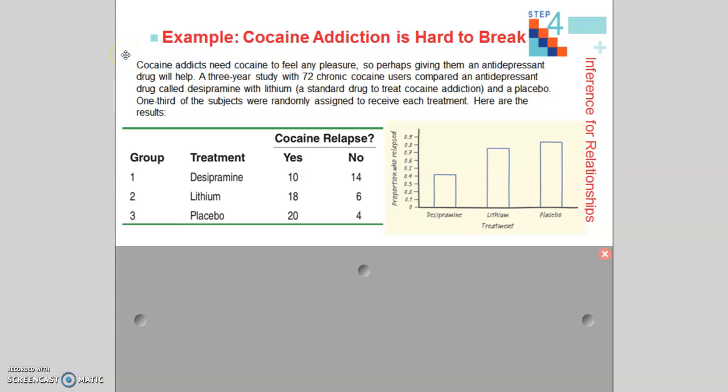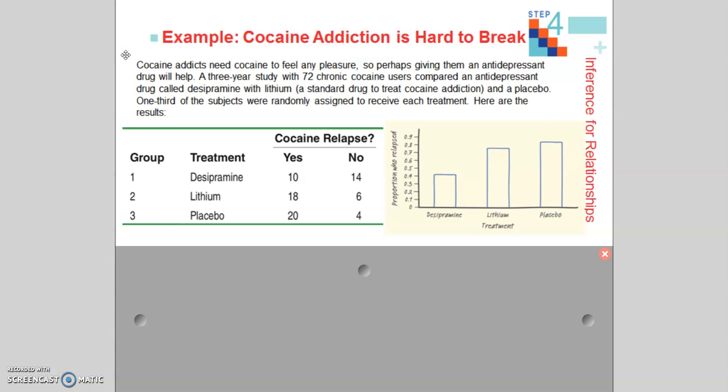Cocaine addicts need cocaine to feel any pleasure, so perhaps giving them an antidepressant drug will help. A 3-year study with 72 chronic cocaine users compared the antidepressant drug called desipramine with lithium, which is a standard drug to treat cocaine addiction, and a placebo. So 1/3 of the subjects were randomly assigned to receive each treatment.